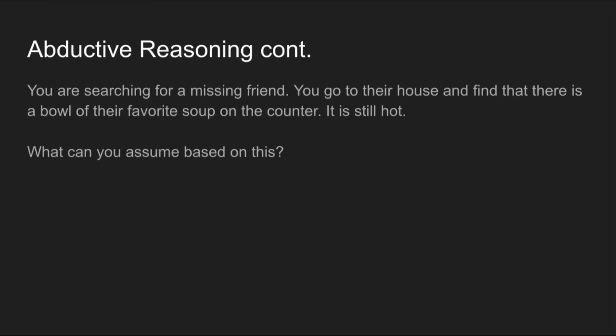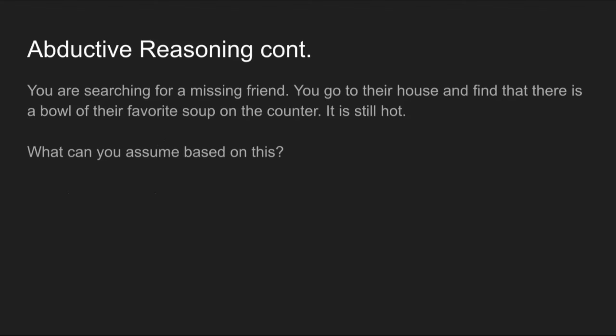You are searching for a missing friend. You go to their house and find that there is a bowl of their favorite soup on the counter. It is still hot. What can you assume based on this? Now we have something that we can actually do a little bit of abductive reasoning on.